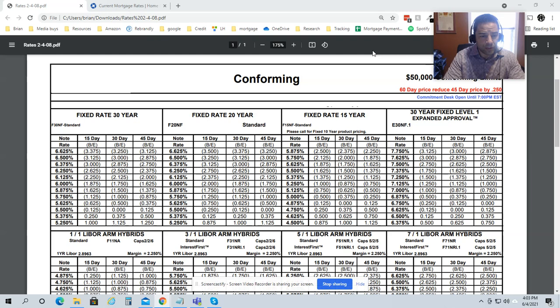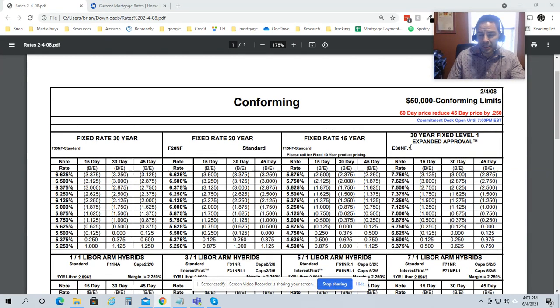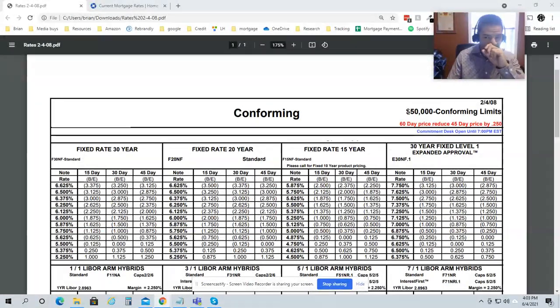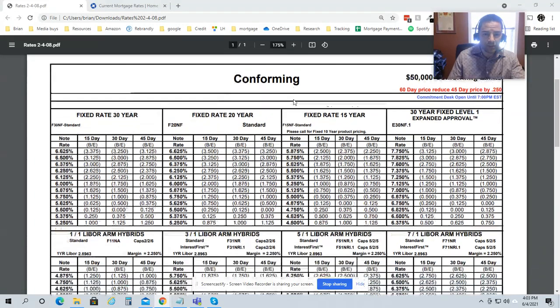I'm with United Mortgage. I was going through my emails the other day and I found this old rate sheet from when I started the business. This is actually back in 2008. You can see the date up here. I blocked out the name of the lender because I don't know if I'm allowed to share this information, even though it's really old, but just to be safe.